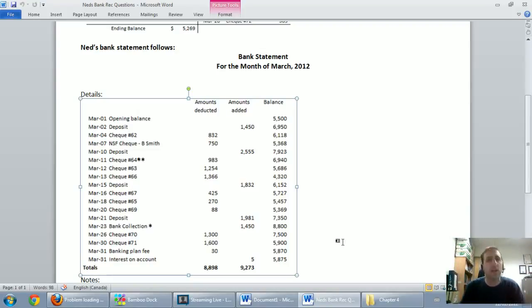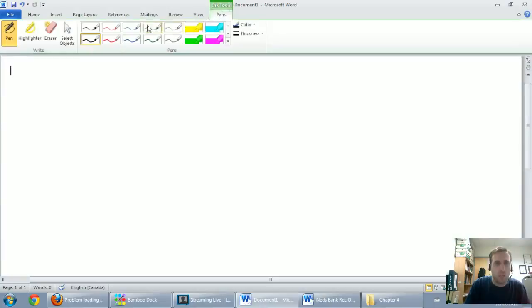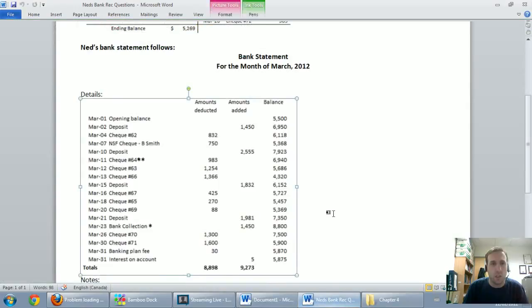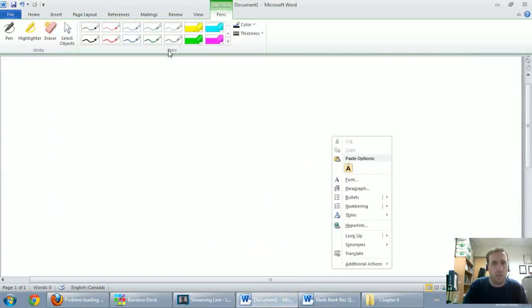And how do we explain it? We prepare a new document called the bank reconciliation. So let's go ahead and get started on our bank reconciliation. The way we deal with bank reconciliations is like so. We're going to say, as I get my pen tool out, the name of the company. And this company was called Ned's Optometry. Okay, so Ned's Optometry.